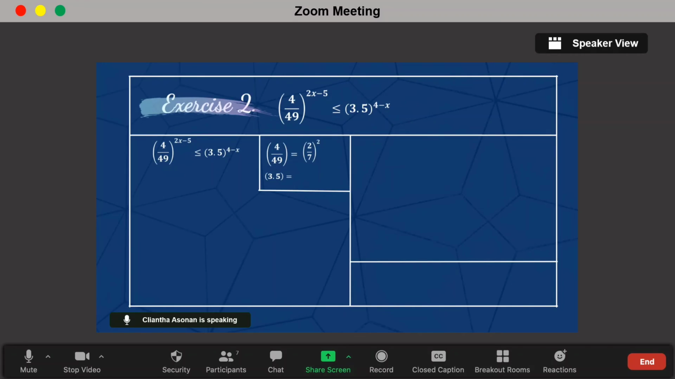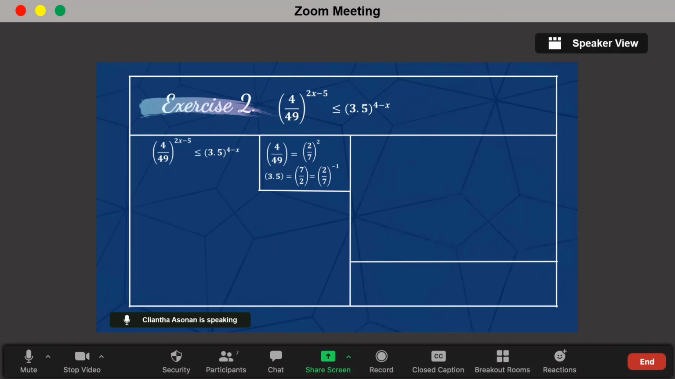However, if you transform 3.5 into a fraction, it actually becomes 7 over 2, which is the reciprocal of 2 over 7. So going back to the law of exponents, when we want to find the reciprocal of a fraction, we give it a negative exponent. So 3.5 actually becomes 2 over 7 raised to the power of negative 1.